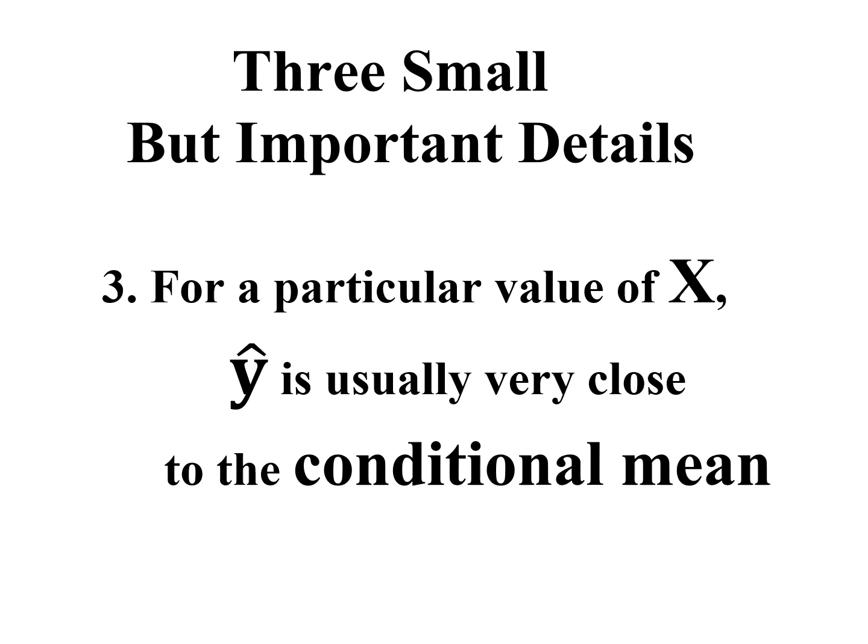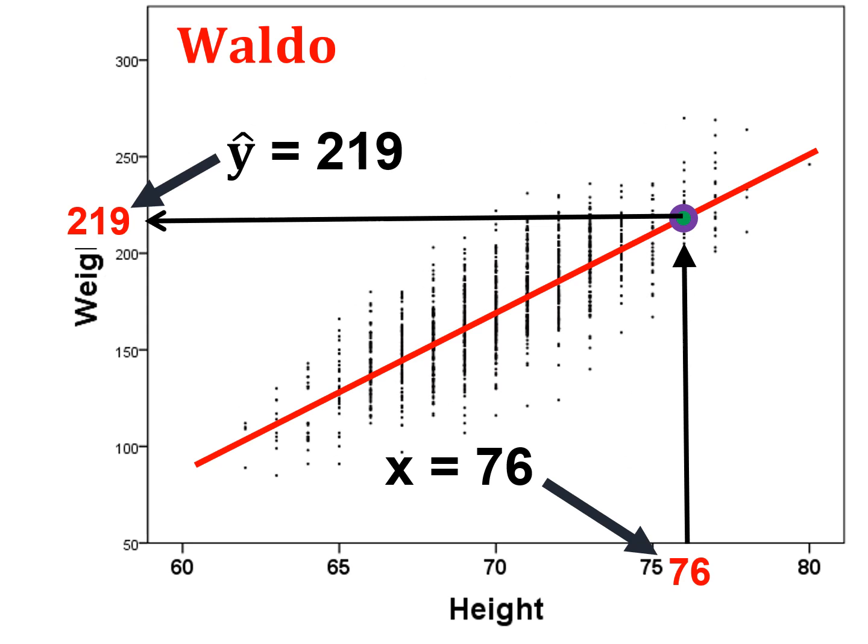Now for the third detail. For a particular value of x, the predicted value of y is usually very, very close to the conditional mean. Here's the regression line again for Waldo. If a man is 76 inches tall like Waldo, the predicted value of y is 219. We can see the prediction point on the regression line for men 76 inches tall. The y coordinate of this prediction point is 219. Keep that number in mind.